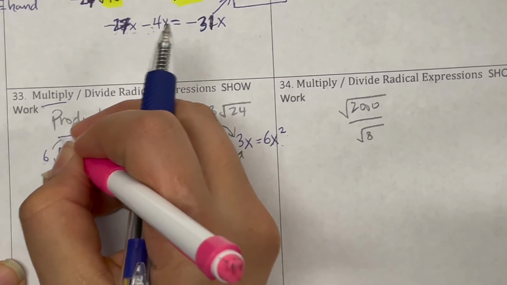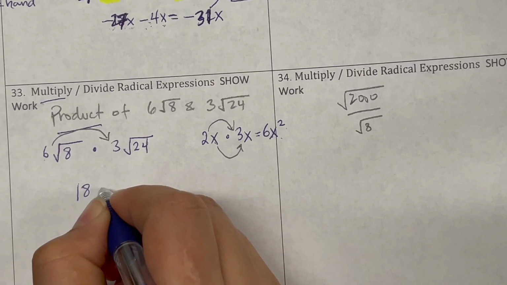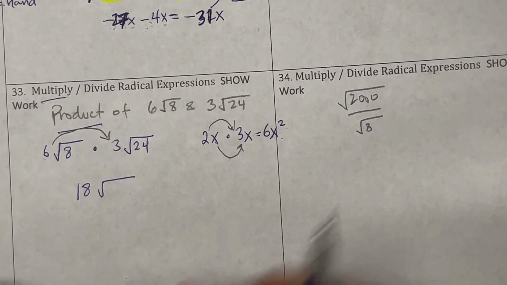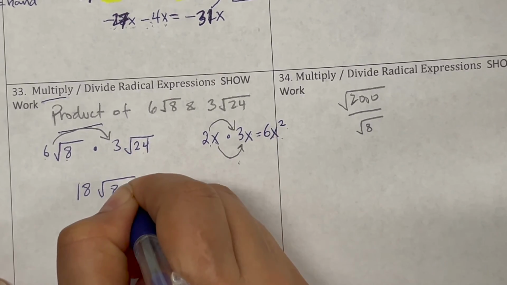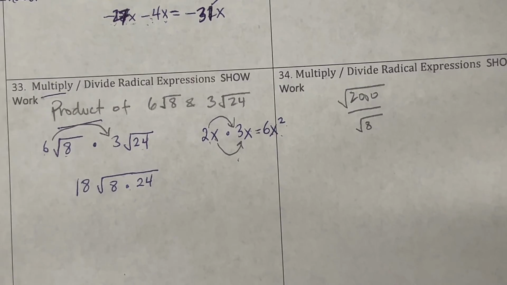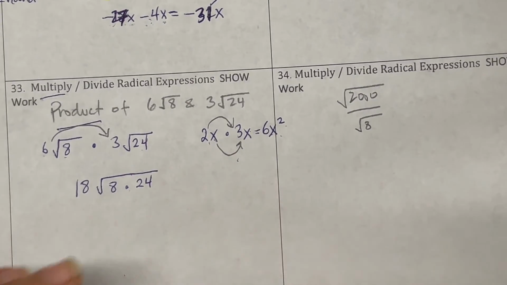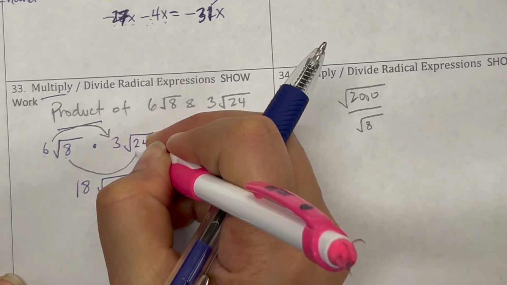The outside numbers, 6 times 3, give me 18, times the inside numbers, the radicals, this times this. You could put those in a calculator, but because I don't want to use a calculator, I'm just going to leave it as multiplication, because we're going to break them down into cards anyway. So this times this on the inside.